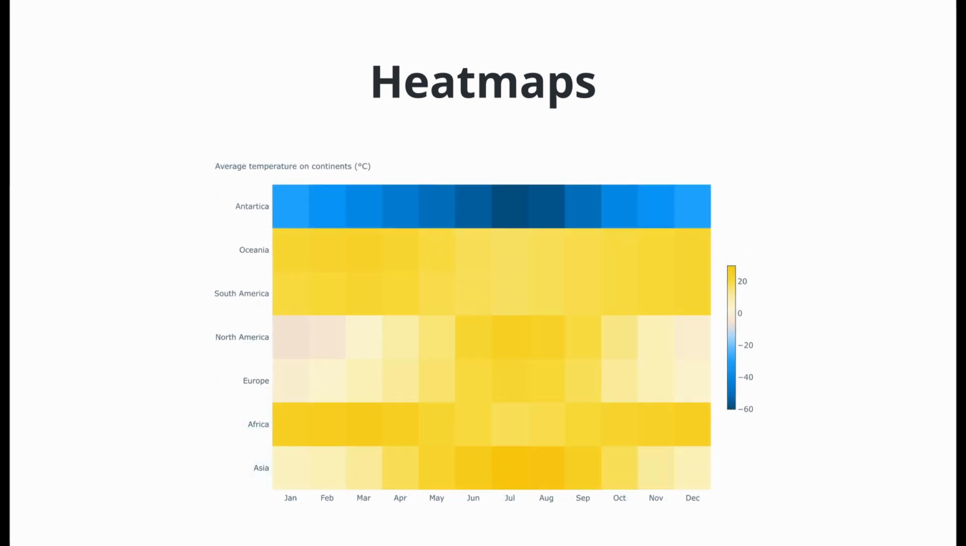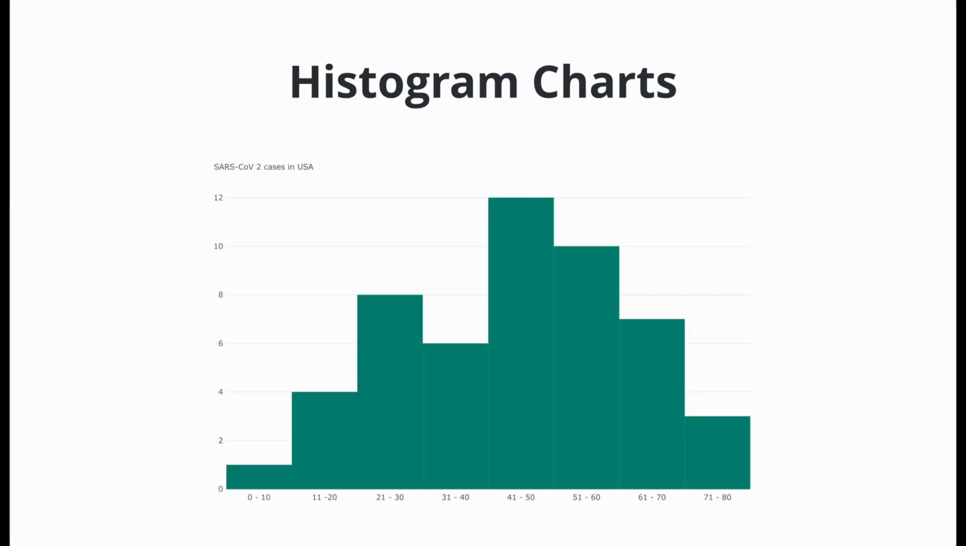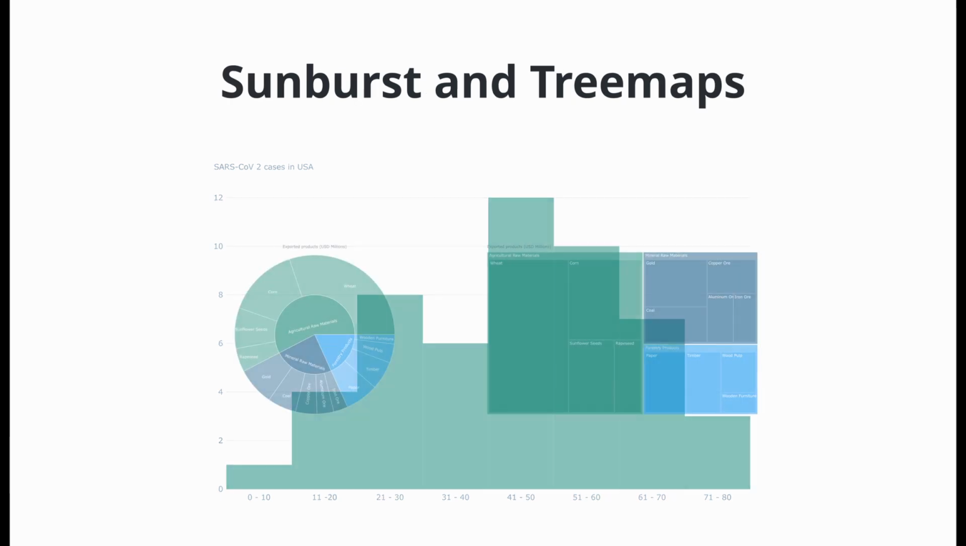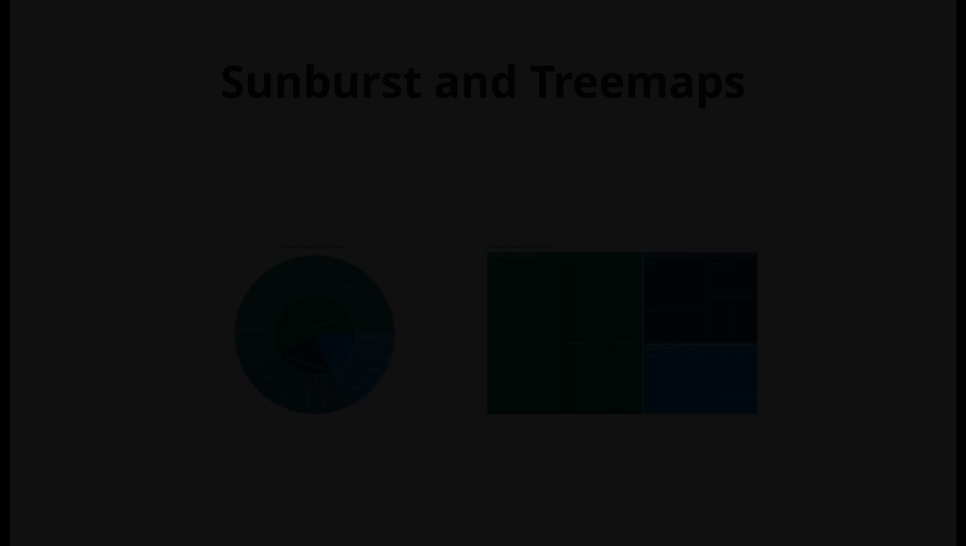Heat maps to visualize patterns, correlations, and concentrations in large datasets. Donut and pie charts to show proportions of a whole. Histogram charts to show the distribution of a dataset. Sunburst and tree map charts to show hierarchical data, and much more.